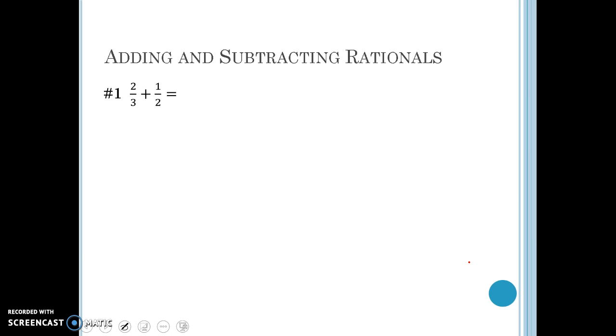2/3 plus 1/2. We need to get a common denominator here. And so our common denominator is going to be 6 for both of them. I multiply 3 times 2 to get 6, so 2 times 2, that's 4/6. And then 2 times 3 is 6, so 1 times 3 is 3, and so that's 7/6.